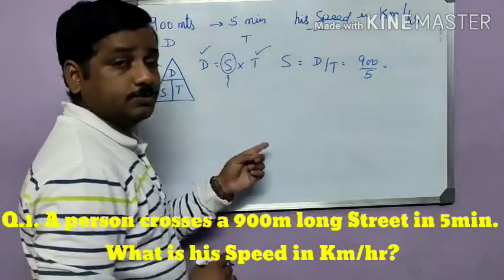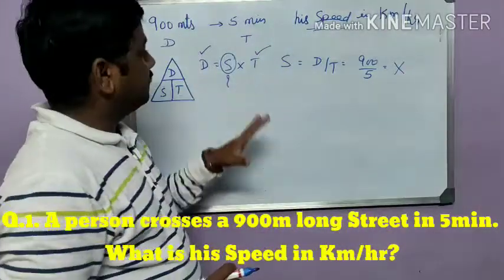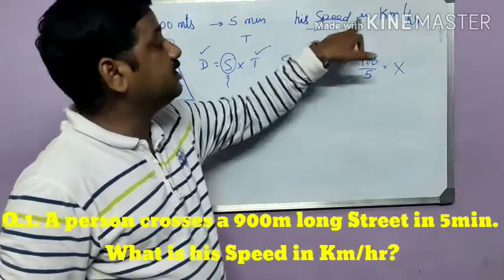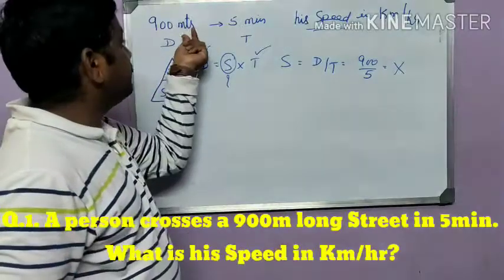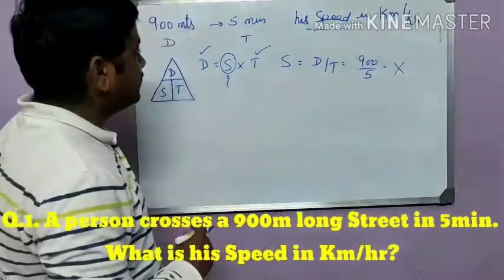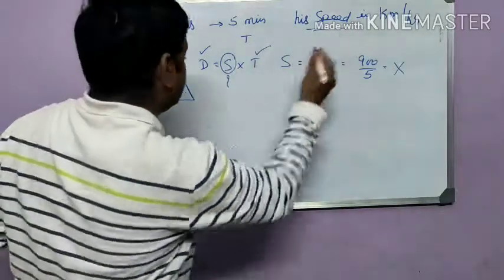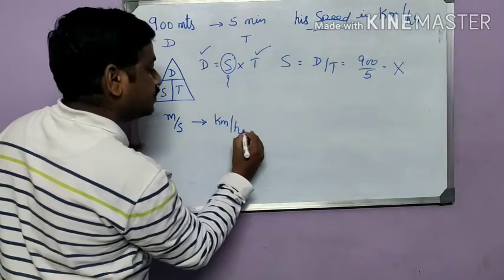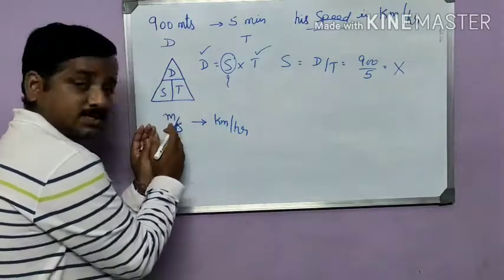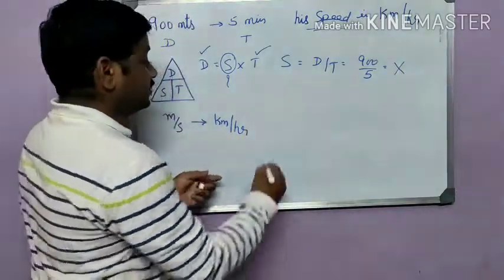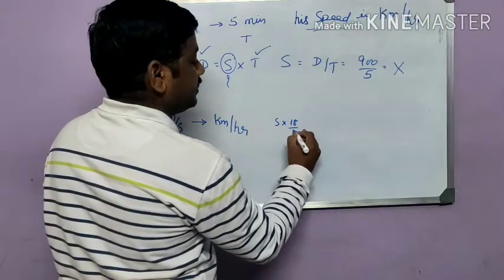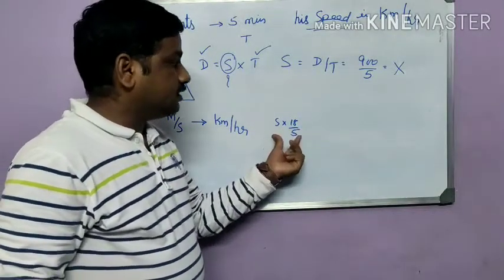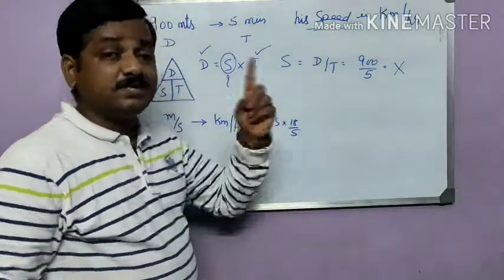this will give you a wrong answer, because the formula is correct, but you need to be very careful that the question asks to find speed in kilometer per hour. But here they have given meters and minutes. I have given one more formula to convert that: for meters per second, if you want to convert that into kilometer per hour, we are converting a smaller unit to a larger unit, so I need to multiply the speed by 18 by 5. This is what we discussed in the previous video. This is what we need to apply here, and then we get the perfect answer.